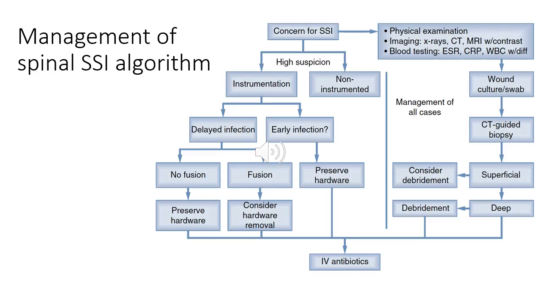In the setting of instrumentation, is it early infection? If it is, the idea should be to preserve hardware to ensure that there's no spinal instability. If it's a delayed infection, CT scan should be obtained to ascertain whether or not there's evidence of mature bony fusion. If there's no fusion, then all attempts should be made to preserve the hardware. If there is evidence of fusion and instability is not a concern, then consideration of hardware removal should be undertaken.